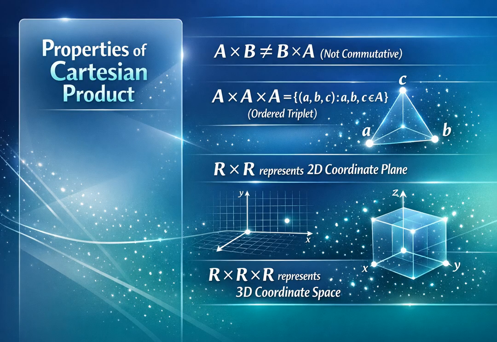Important properties of Cartesian products. First, A cross B is not equal to B cross A. The operation is not commutative. Second, A cross A cross A gives ordered triplets of the form (a, b, c). R cross R represents all points in a two-dimensional plane, while R cross R cross R represents three-dimensional space.